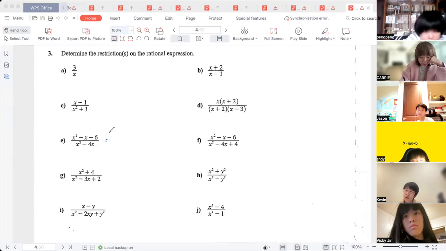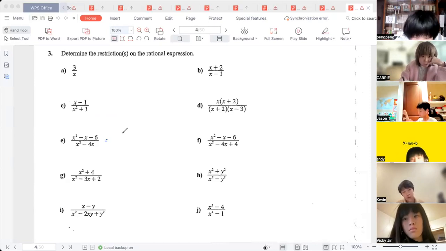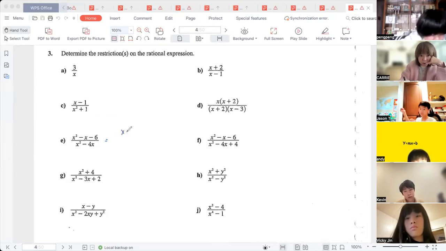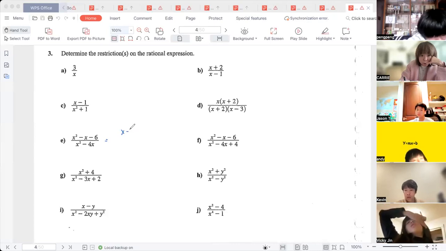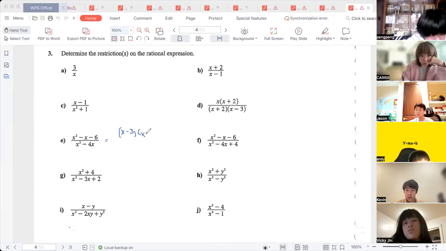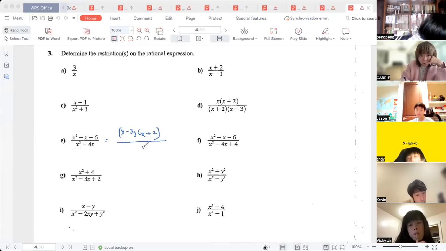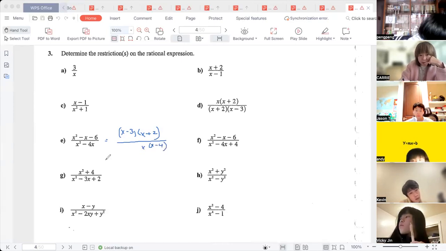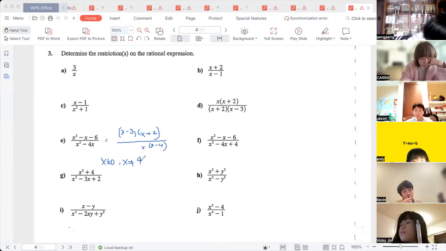So number E, Andy, can you tell me how to do it? X cannot be less than 6. Okay, so let's take a look at this one. The top one says x minus 3 times x plus 2. So the bottom one is x times x minus 1, correct? So you find out that nothing can be eliminated. So x cannot equal 0 and x cannot equal 1. That's the answer.